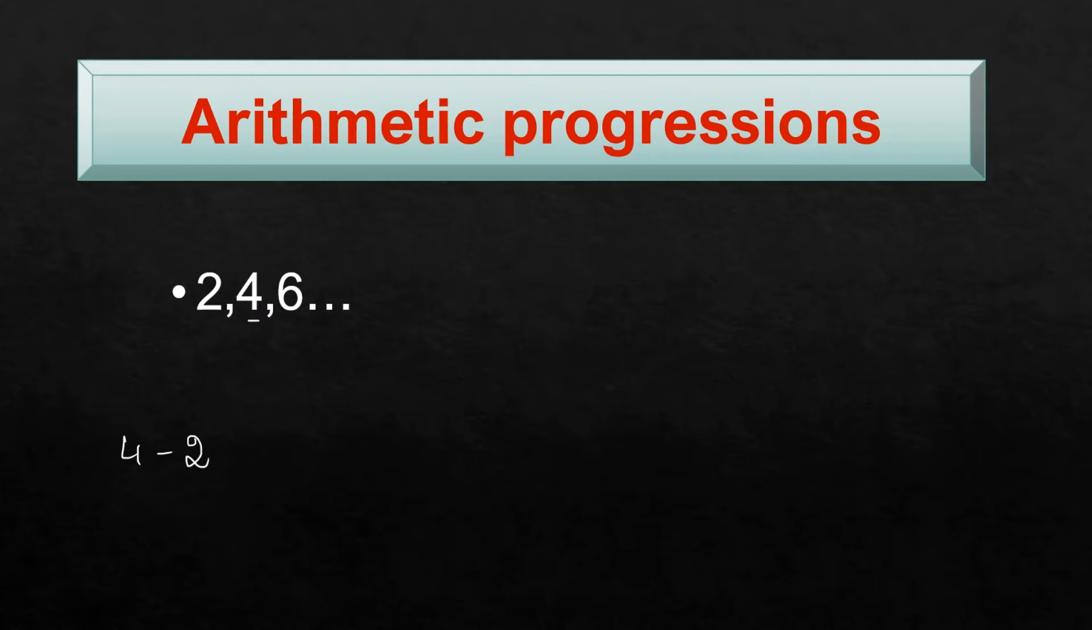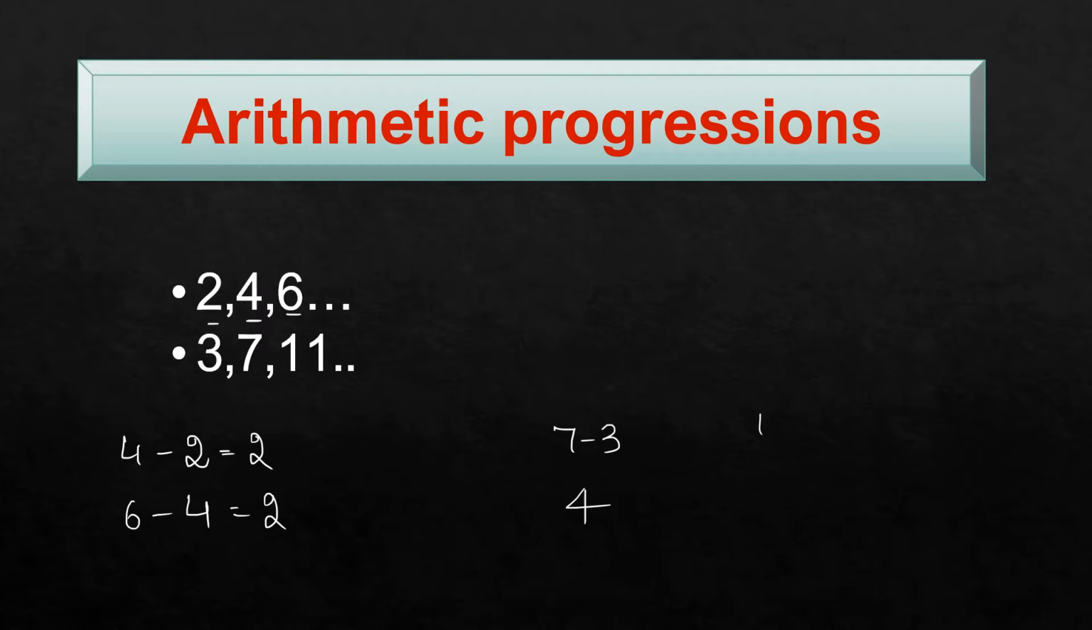4 minus 2 means second term minus first term. This is 2. Third term minus the second term, it's again 2. So you guys observe that the difference between two consecutive terms is the same. Let's examine one more. 7 minus 3, it's 4. 11 minus 7, that's also 4. So when the difference between two consecutive terms is the same, we say that the sequences are arithmetic progressions, and this difference is termed as the common difference.